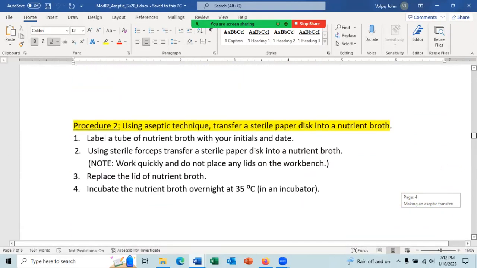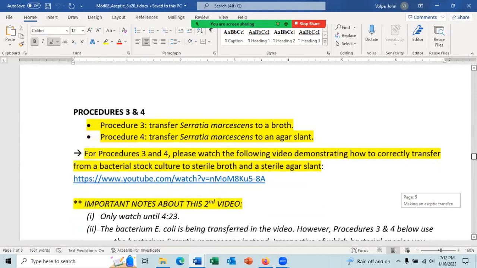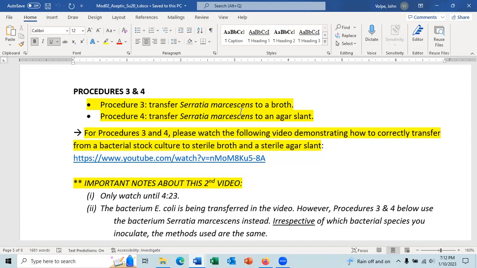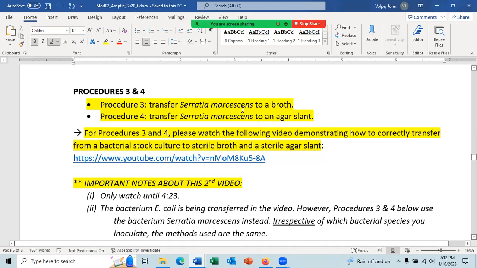All right, I think we're on procedure 3 now. For procedure 3, you're going to be transferring Serratia marcescens to a tube of sterile broth. And you're going to be taking Serratia marcescens grown in a broth, I think. No, it's not grown in a broth. It's grown on an agar slant, or grown on a petri dish. So you take the cells and you put them into a liquid broth. And then in procedure 4, you're going to transfer Serratia marcescens and put it on an agar slant.